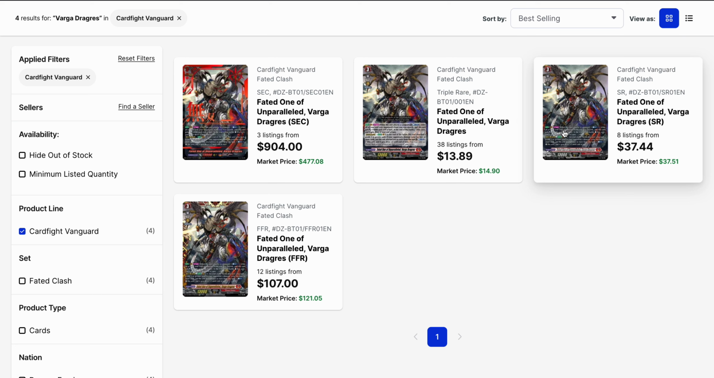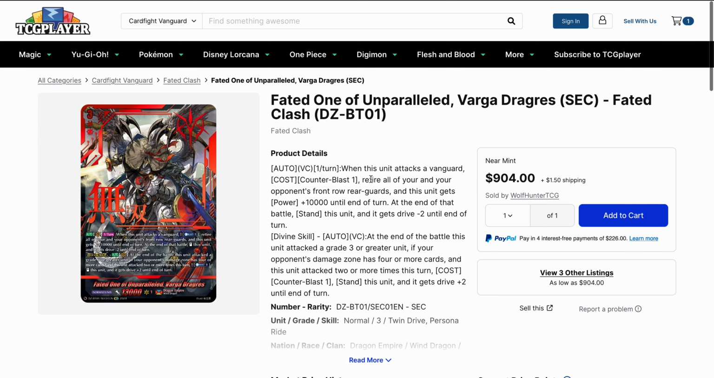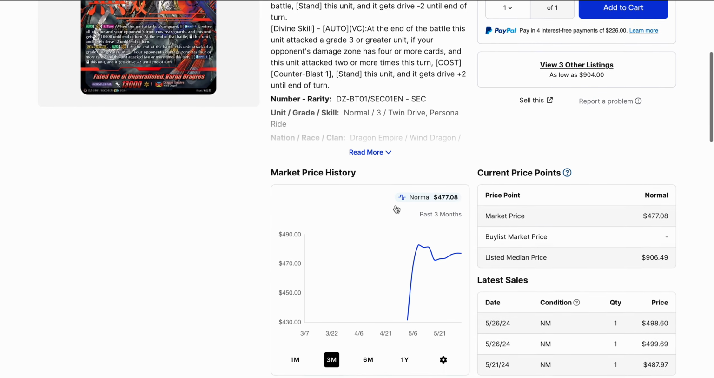The silver rare has been hovering just under $40 for quite some time. It's more like $37, $38. And then the FFR is still over $100. Market price is $121, while the base price is $107. Oh, man. Okay, let's see here.